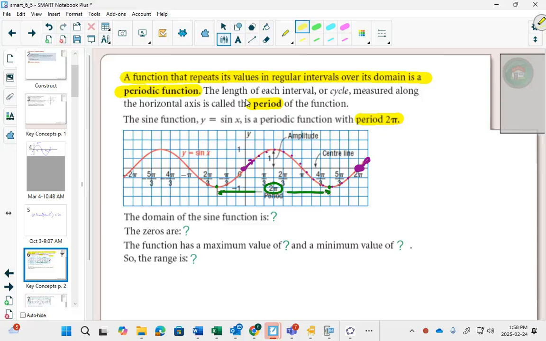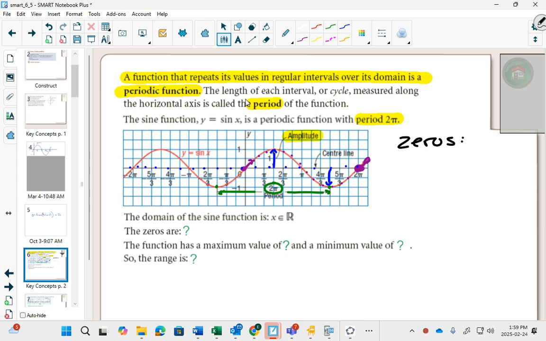Some other things. Another important definition is called the amplitude. The amplitude is the distance from your center line to either the maximum or to the minimum. That distance will be the same, and that's called your amplitude. So some properties of our sine graph. The domain is everything. It's always allowed. The zeros, and this we'll do together. It's a little bit tricky.